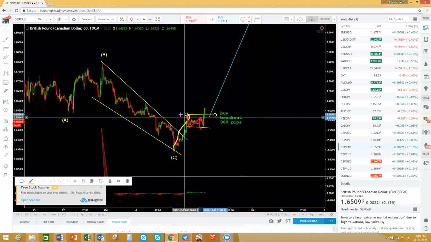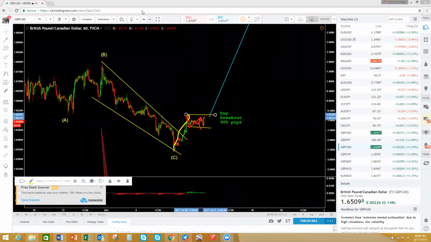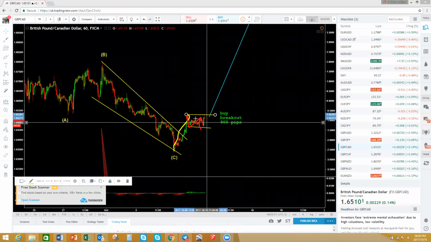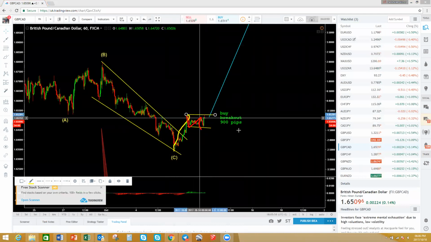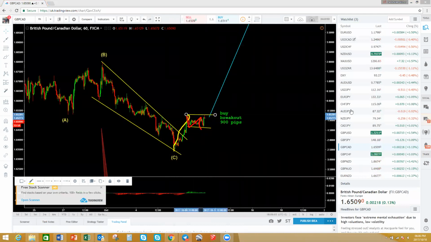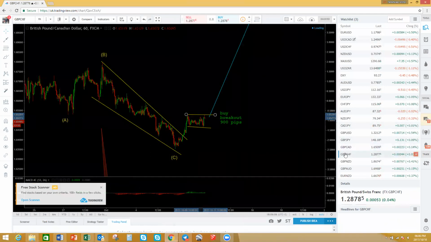Right, so that's where we are with the pound CAD. We just want it to break the flag to the upside. It has not done that yet. We still need it to break. You can only buy the breakout. Do not just buy. You buy only when it breaks out. Okay, pound CAD, pound chief.